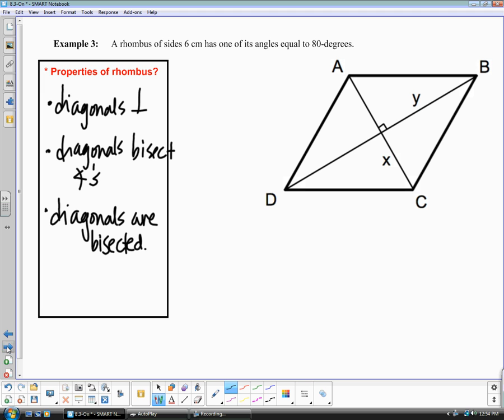It's telling us that each side of that rhombus is 6 centimeters, so we can go ahead and label those. And one of its angles is equal to 80 degrees. So if we look at our diagram, the only angles that are going to be equal to 80 degrees are probably B and D. Now if the angles are bisected, that means both of these pieces are going to be 40 degrees.